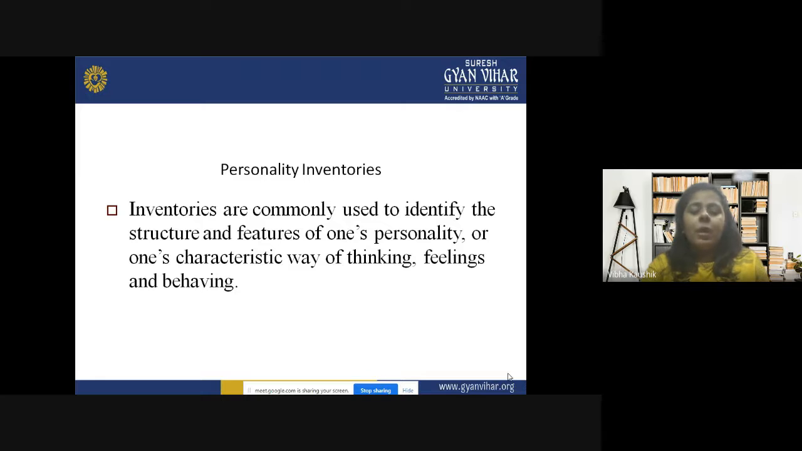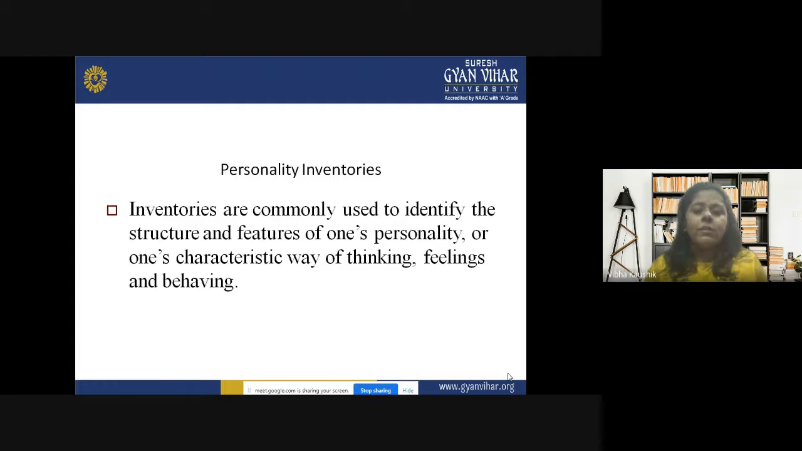Now, personality inventories. Inventories are commonly used to identify the structure and features of one's personality. In inventories, there are statements or questions related to a particular personality, of the individual whose personality we are going to assess. That individual will read the statements and questions, and according to his personal characteristics or experiences, he will rate those statements or questions.